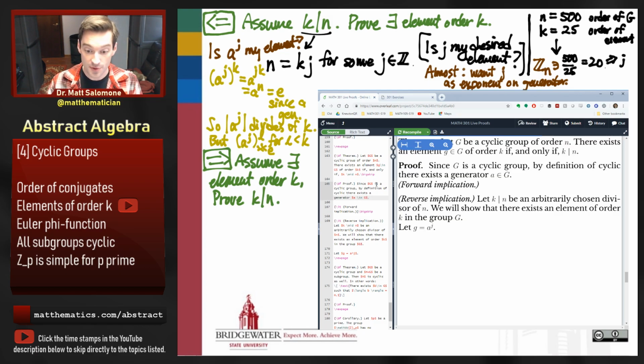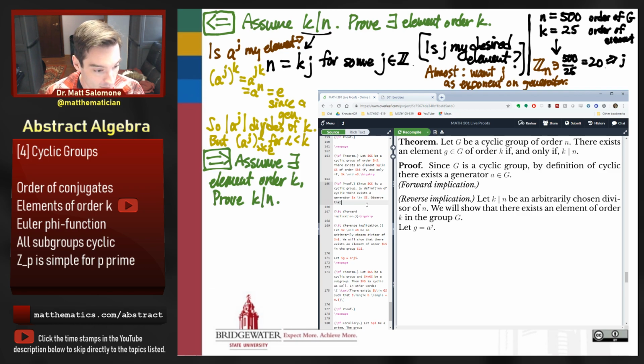Right? So we introduce the generator A by making an appeal to the definition of cyclic. Let's also observe that the order of A is going to be n, by definition of cyclic. So at the very beginning of the proof, we're reminding the reader that cyclic group means that a generator exists, and we're just going to select a generator, doesn't matter which one, and reiterate to the reader that the order of A is n, just by definition of cyclic group.